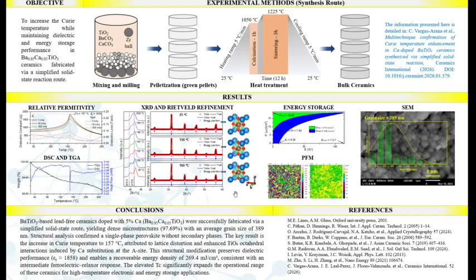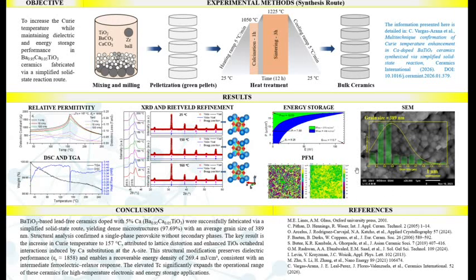Moving to microstructure, SEM shows a dense, homogeneous ceramic with well-defined grain boundaries and low porosity, relative density of 97.69%. Grain size averaged around 389 nanometers, which is fairly fine for this kind of ceramic, and fine grains generally help with breakdown strength, which is good news for energy storage applications.